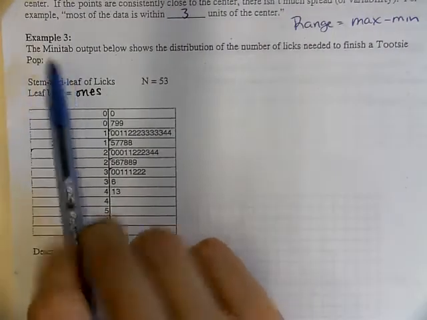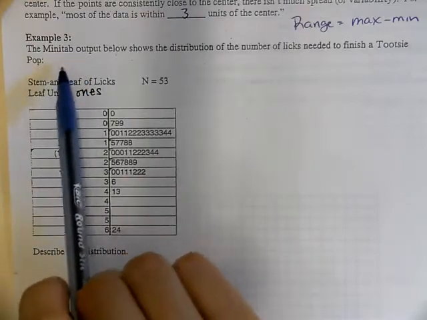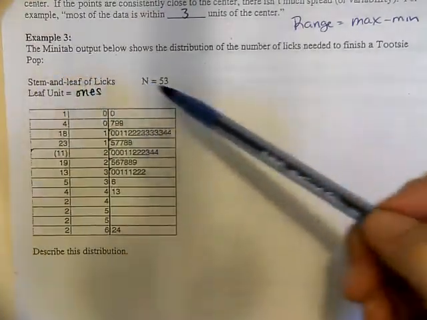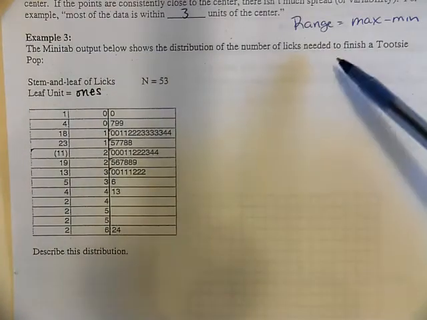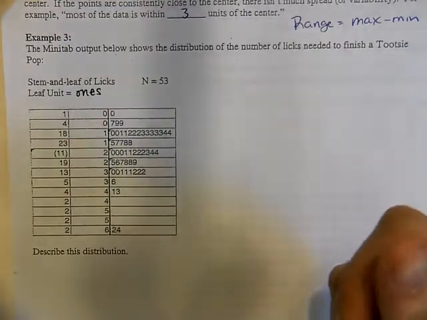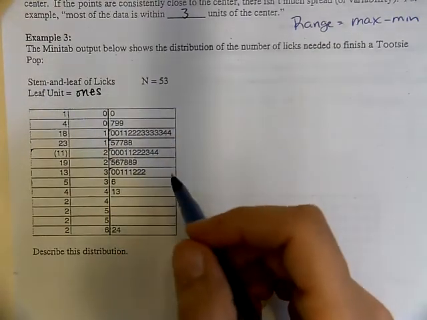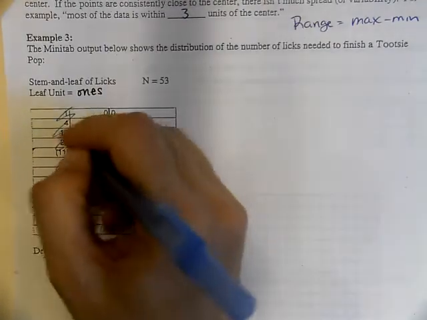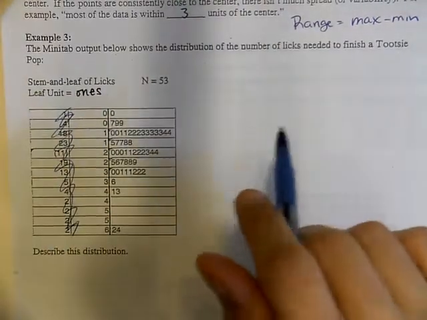Minitab is a computer program for stats. You'll see a lot of it. We're not actually going to have you do any of it. You just see the data. It shows the distribution of the number of licks needed to finish a Tootsie Pop. So the leaf here is the ones. So again, we're going to ignore this. This is the Minitab. It's like numbers from the center or something.